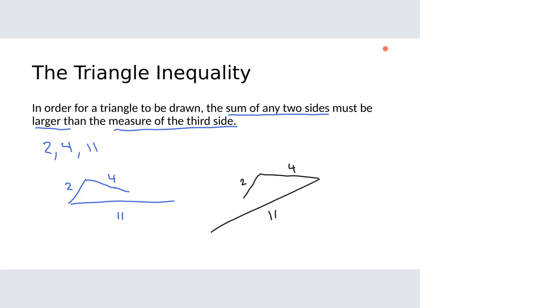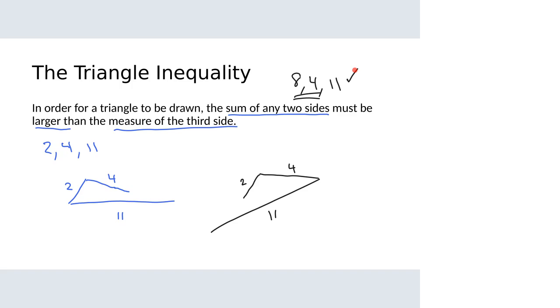So if I wanted to make a triangle with sides 8, 4, and 11, I could do that because these two add up to be more than this one. But with 2, 4, and 11, I can't. And that's what the triangle inequality says, is the two smaller sides have to add up to be bigger than the third one, or we can't make a triangle.